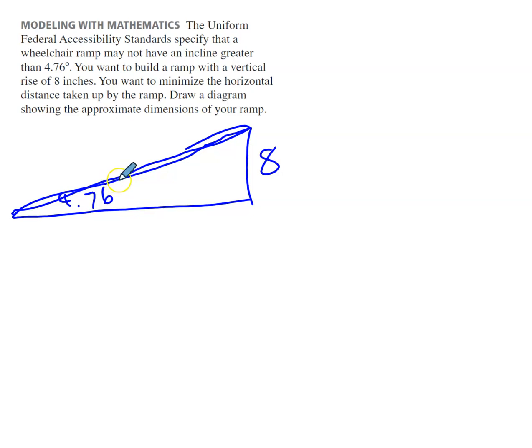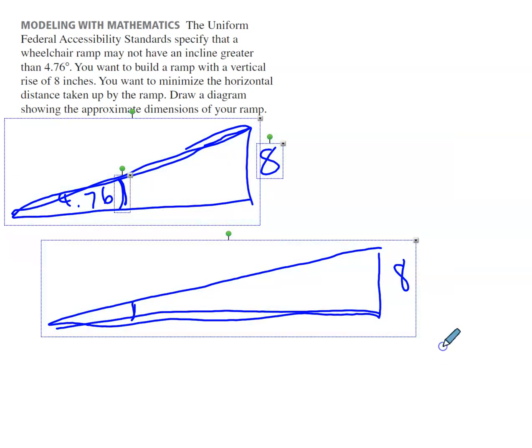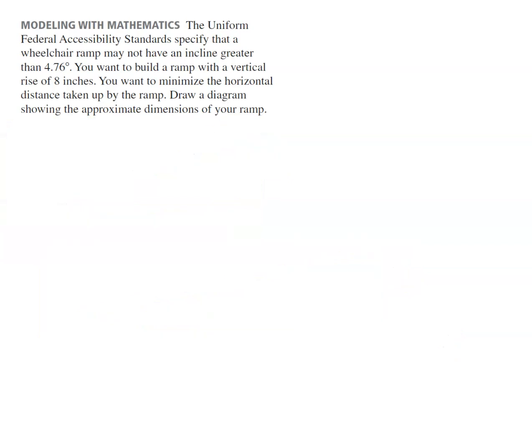So what I want you to keep in mind is, in order to minimize the horizontal distance, we want to use exactly 4.76. It could be less than 4.76, but if that angle is smaller, then in order to still get that same rise of 8, this horizontal distance needs to be a lot longer. And so in order to keep that as short as possible, I'm going to go ahead and delete these pictures. We want to use exactly the 4.76.